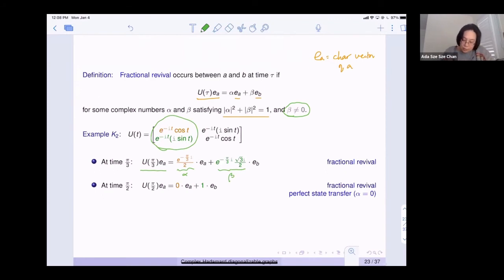Now, if I look at the time pi over 2, then cosine of pi over 2 is 0. So this is my alpha, and this is my beta. We still have fractional revival, but this is a special case, where alpha is 0. At this time in the transition matrix, if you look at the A column, then you have exactly one non-zero entry at the vertex B. And when this happens, we say that we have perfect state transfer from A to B at this time, pi over 2.